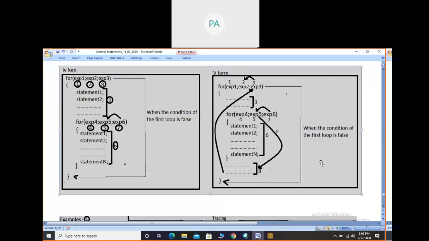I have a question. Yes. So in the fourth form, the first for loop is executed, and expression one and two. When expression two is true, then it will execute the statements. Sorry, I'm just getting a call, so I have to disconnect. Okay, at the first for loop, expression one and two are executed. Expression two is true. Then the next statements below are executed, right?